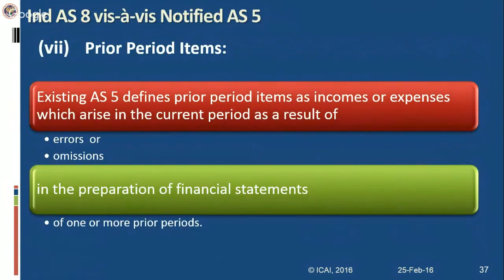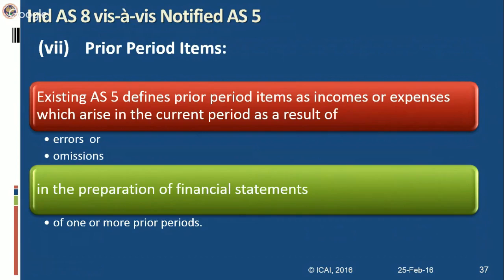Prior period items. Existing AS 5 defines prior period items as incomes or expenses which arise in the current period as a result of errors or omissions in the preparation of financial statements of one or more prior periods. This is as per our AS 5, which clearly says about this.